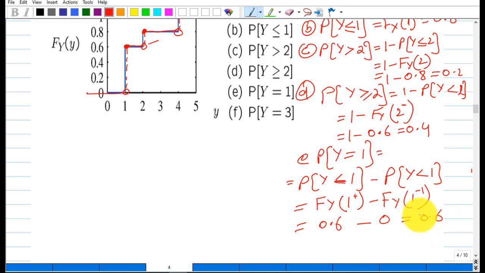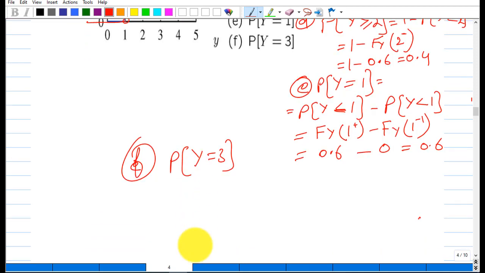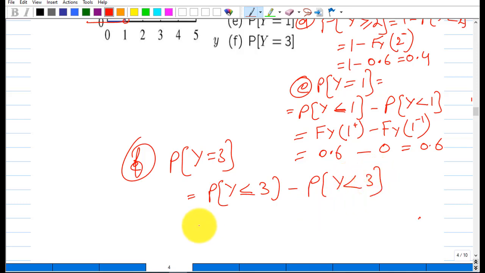The last part, after E, is F. F asks for the probability of Y equal to 3. How can we define it? We have to use the same relation: the probability of Y less than or equal to 3 minus the probability of Y less than 3, so it is F_Y(3 plus) minus F_Y(3 minus).